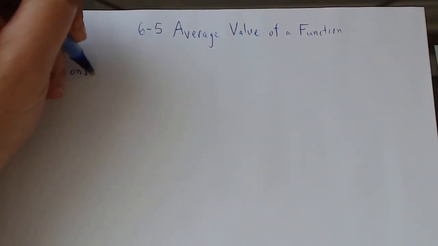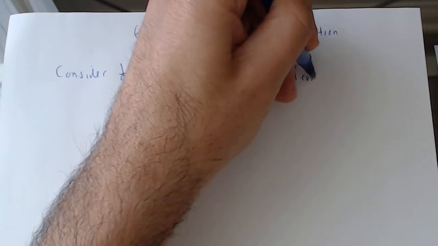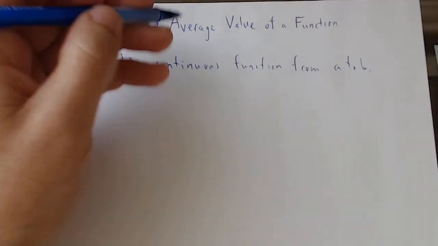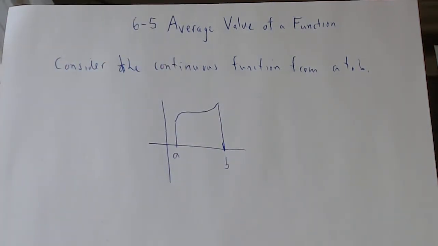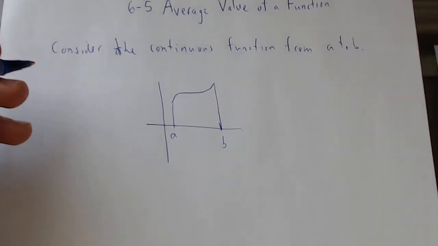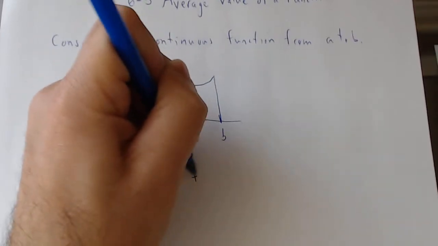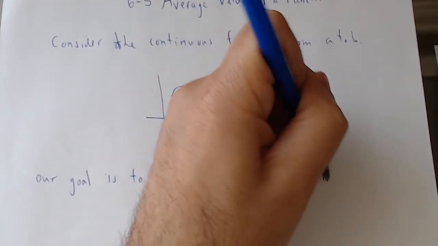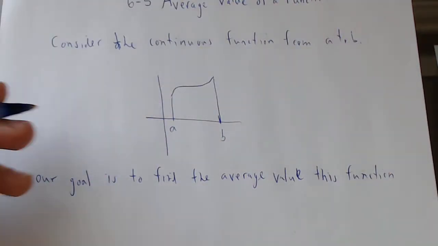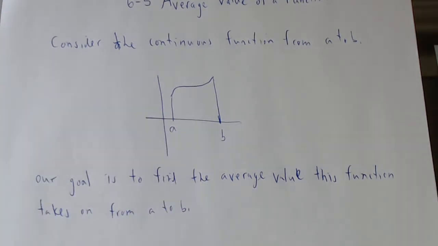So we're going to say, look, consider the continuous function from A to B. So imagine if we have a function that's continuous that goes from A to B. So then the question is, what is our goal, or what are we trying to do here when we're talking about finding the average value of a function? So our goal is to find the average value this function takes on from A to B.